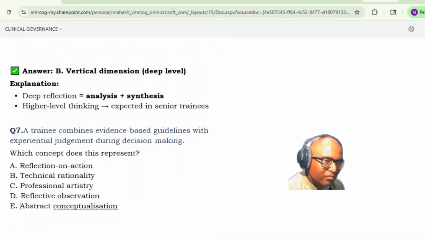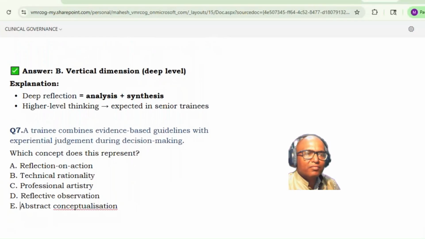A trainee combines evidence-based guidelines with experiential judgment during decision making. Which concept does this represent? A. Reflection on action, B. Technical rationality, C. Professional artistry, D. Reflective observation, E. Abstract conceptualization. It is C, professional artistry.